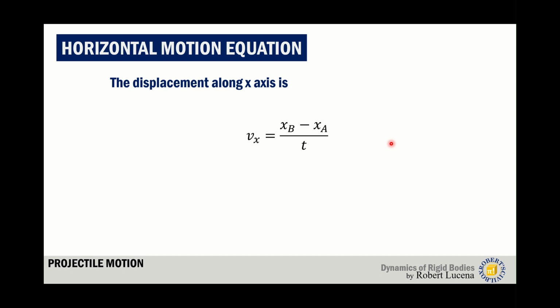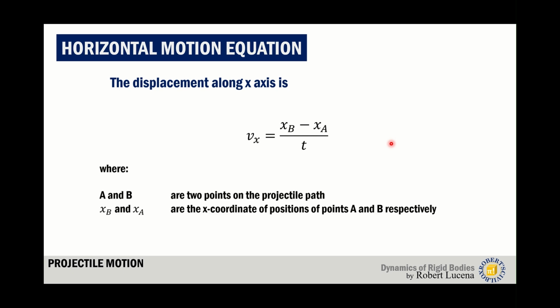If we want to solve for the velocity along the x-axis, we can simply solve it using the definition of velocity, or average velocity, which is the change in position over the time observed.